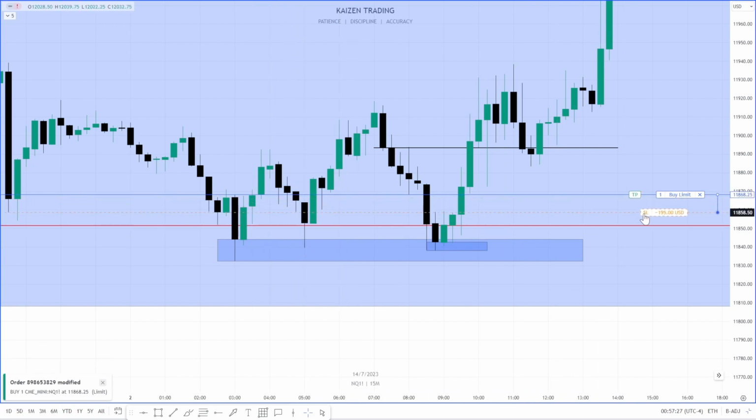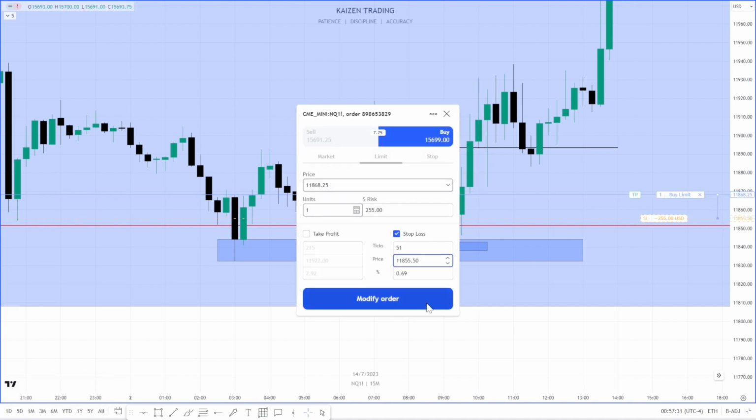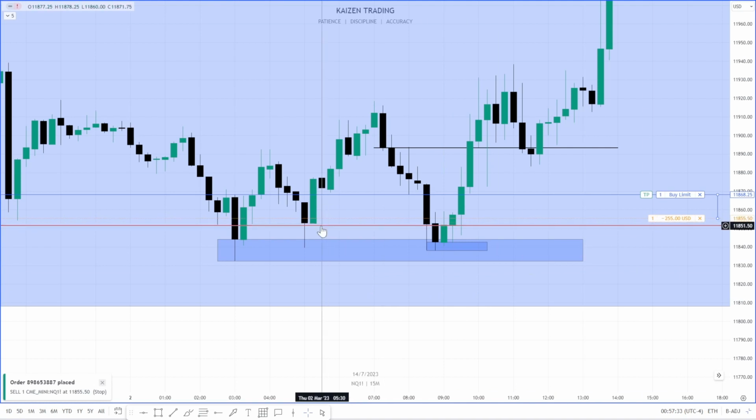So I'm going to place my stop loss at the mean threshold. Okay, $255 risk. And we're going to put it at the first swing high. So this is, on a lower time frame, that's a swing high. Okay, and price just goes above it and you get a nice return.